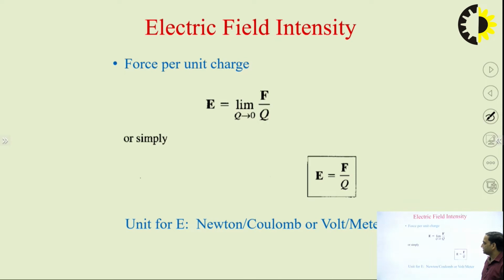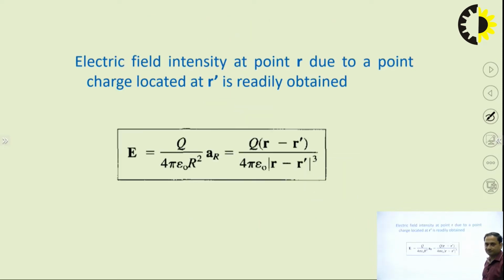Electric field intensity is very simple: the force per unit charge is given by the electric field intensity, so E is F upon Q. The unit for that is newton per coulomb, or volt per meter. When we want the electric field intensity at a distance r due to a point charge which is located at distance r dash, the electric field will be q upon 4 pi epsilon naught r square a_R, where the vector is r minus r dash.